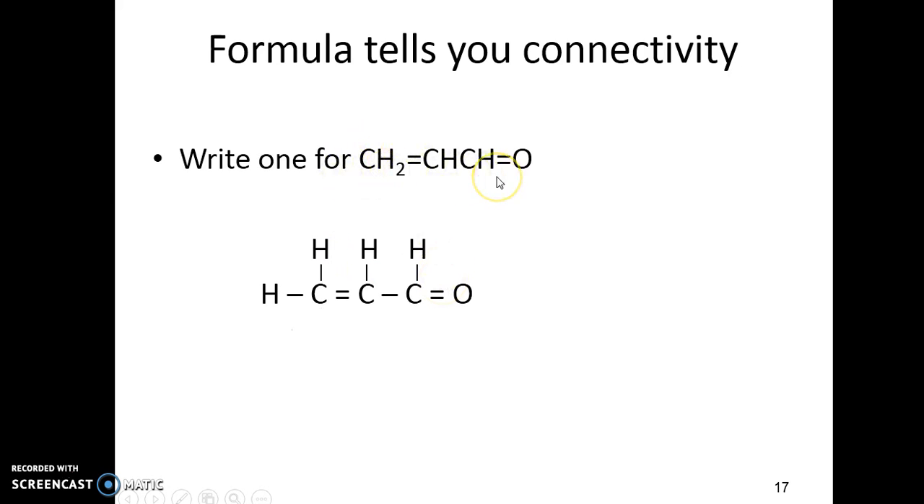For this molecule, we have carbon attached to carbon, attached to carbon, attached to oxygen. So we put them in a row like that. Then there's a double bond between these 2 carbons, right there, and a double bond between the oxygen and the carbon, so right there. And then the hydrogens are attached to the atoms that they follow.